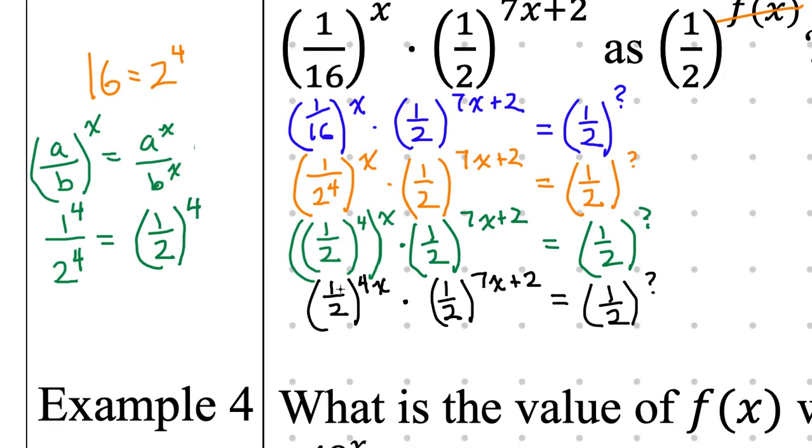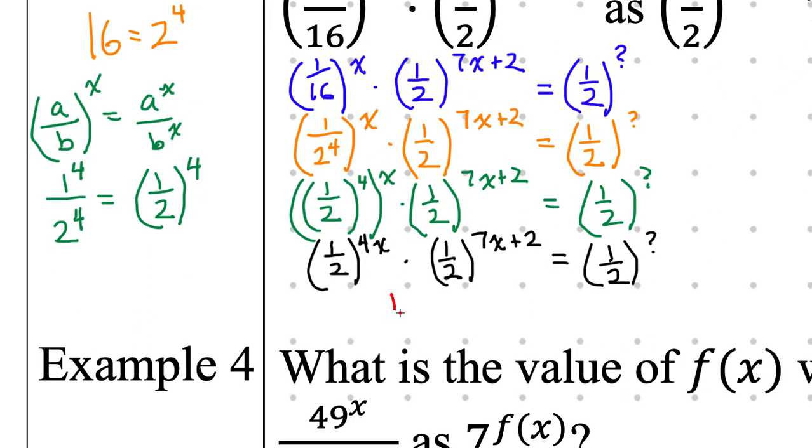My goal was to get similar bases, the same base, same base, same base. I've done that. Now I can finally use my rule of exponents that states if I am multiplying the same base, I'm really adding the powers. I'm adding this 4x and 7x plus 2. So my next line down here is going to say, okay, this is really 1/2, all of this to the power of, and I'm going to add these. 4x plus this other one, 7x plus 2, and that's all equal to 1/2 to the power of question mark.